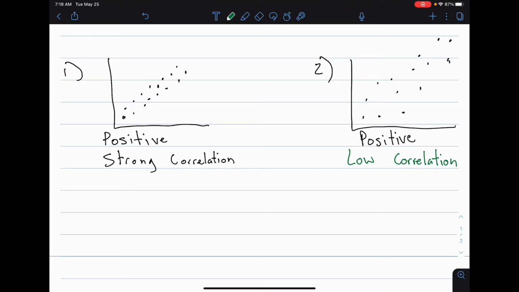Positive strong and positive low. Do you see the difference? ¿Ven la diferencia? These are together, esos están más juntos, so hacen la línea más perfecta. It makes the line more perfect. This is still positive, and you can still see the line, but there are points outside of the line. Hay muchos puntos que están afuera.